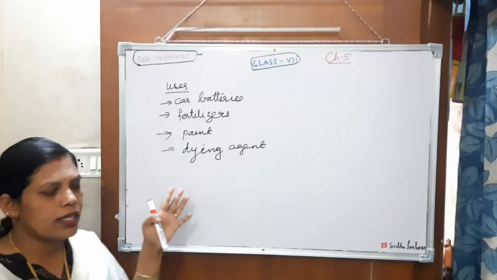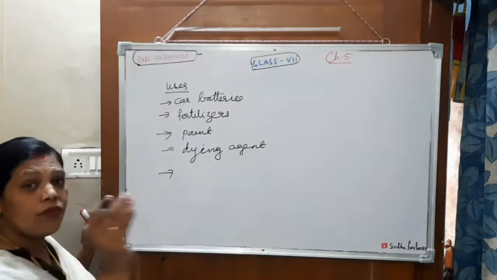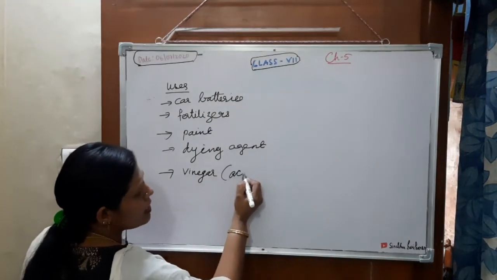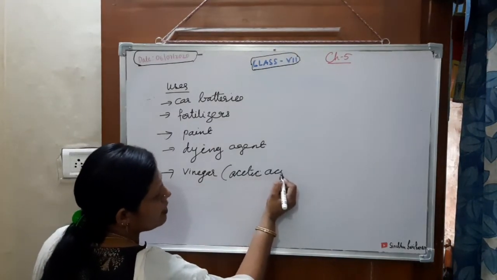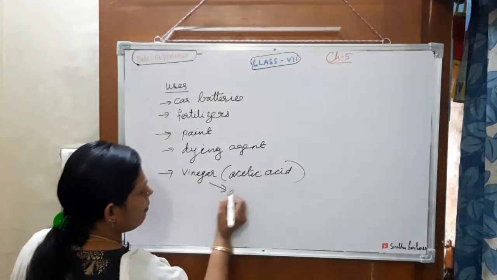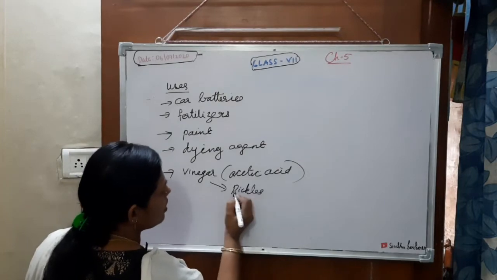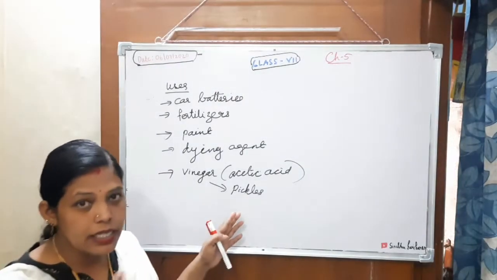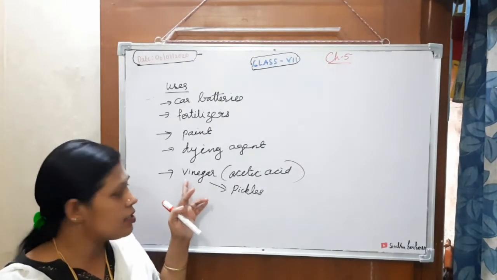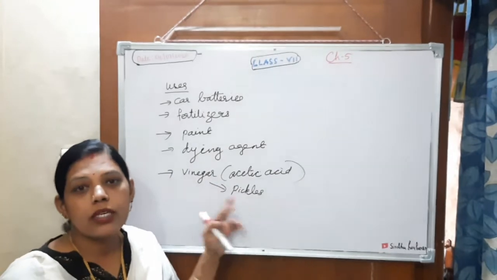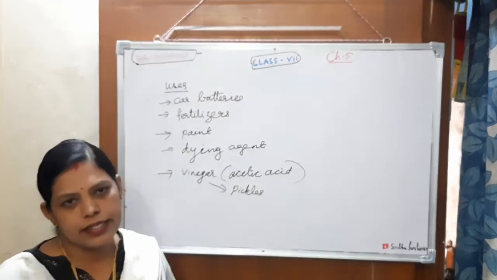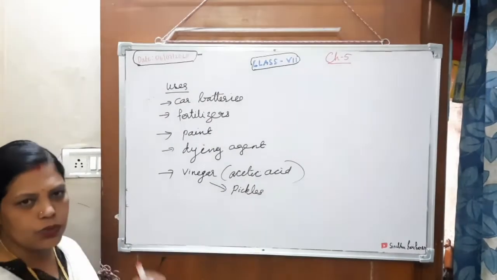And then what else can we say? Vinegar, okay? Vinegar. It is formed from where? From acetic acid, okay? That is also used in pickles, okay? In pickles. For what? When we are using these pickles, we are eating them, okay? So in pickles, vinegar is an acid, but it is not dangerous. This acid is used as a preservative, okay? So that the pickle will not spoil easily. For that also it is used, okay?